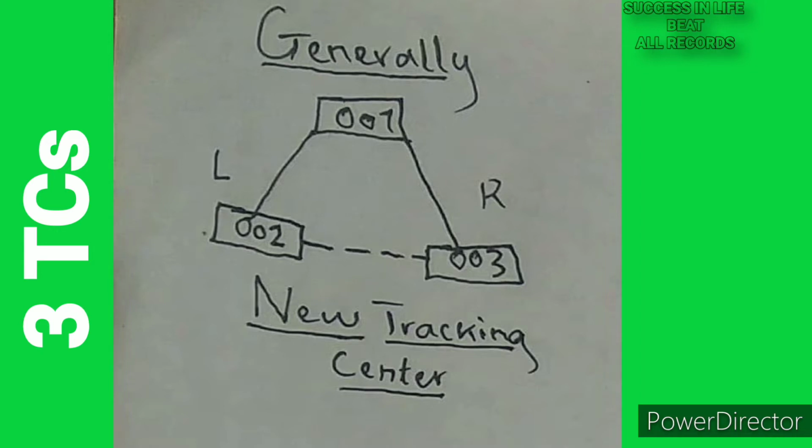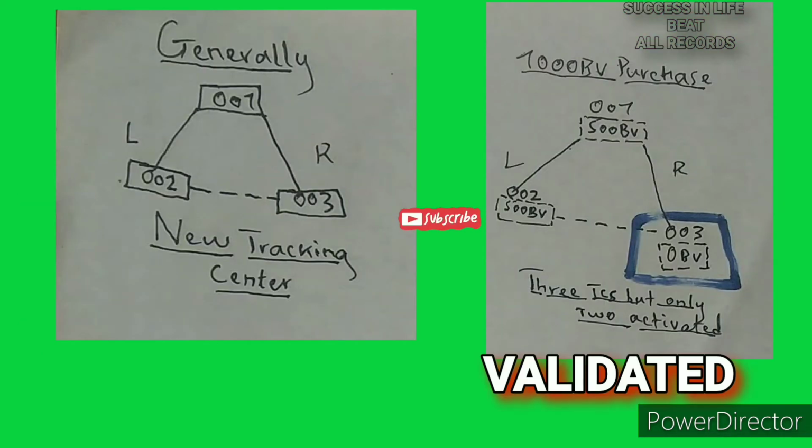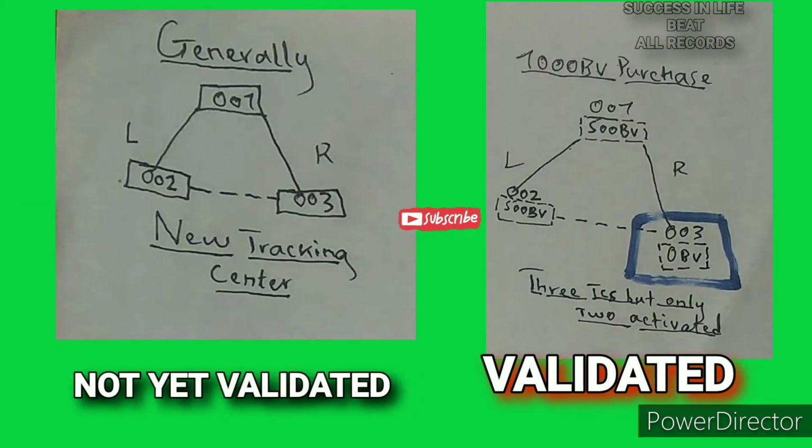Now, let's see how it looks when the purchase is validated. As you are seeing on these two diagrams, the first one shows somebody's tracking center which has just been created and no purchase has yet been done through it. Which means that if the person starts referring working partners by selling goods and services, he or she will never earn money even if he refers 1,000 working partners.